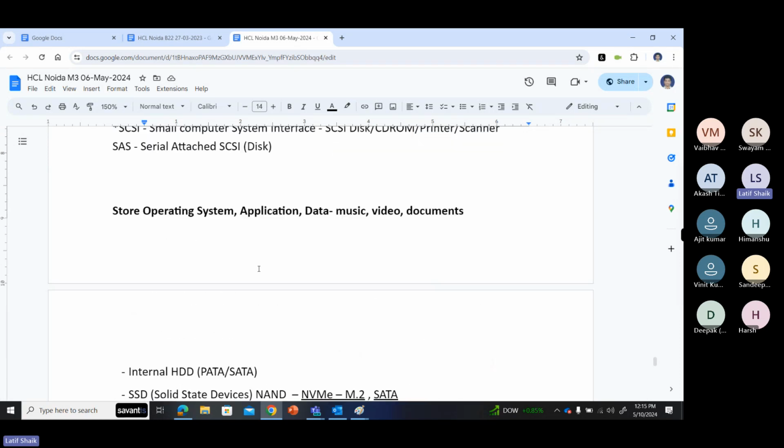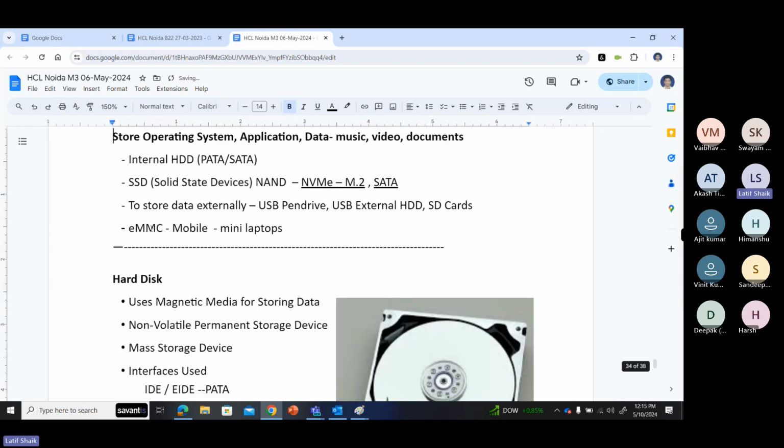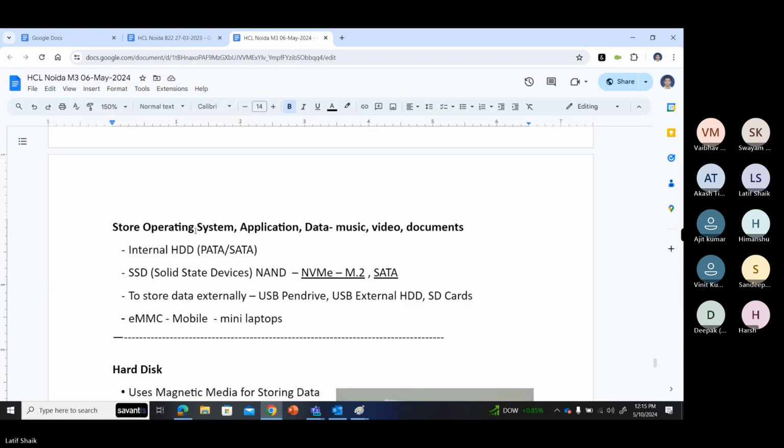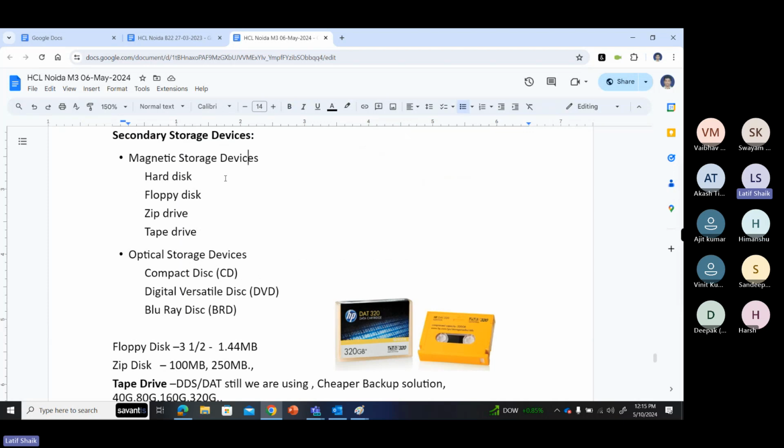To store your data, operating system, or applications. We need secondary storage devices. The main storage device in our system is our hard disk, which contains your operating system, applications, and data.